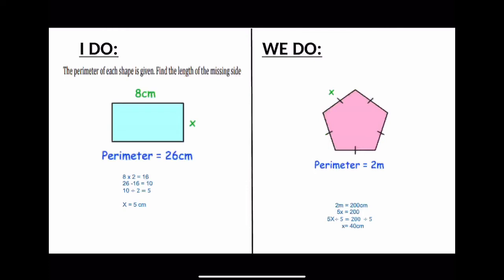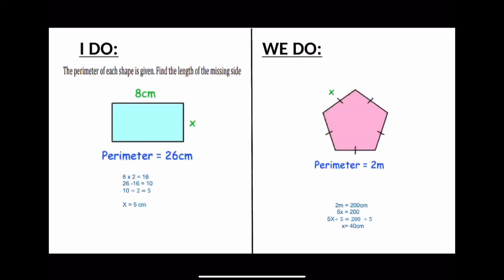And remember, both those sides have the same value. The value is x at the moment because it's unknown. So I'm going to divide my leftover 10 centimetres by the 2 sides. And I get an answer of 5. So x has a value of 5.